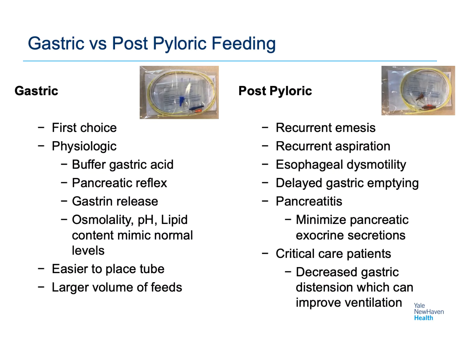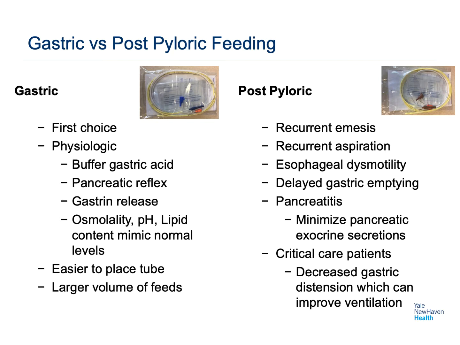Going back to the nasoenteric tubes and the gastric and jejunal tubes, I've summarized on this slide some of the reasons why you would choose a gastric versus a post-pyloric tube. Gastric tubes should usually be our first choice. There's a variety of physiologic reasons why it's best to feed patients directly into the stomach.